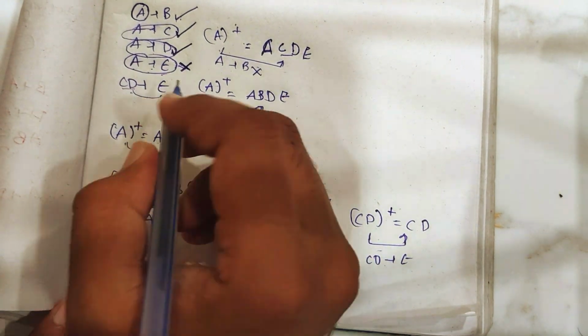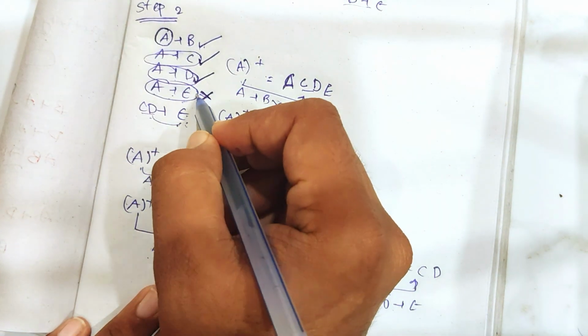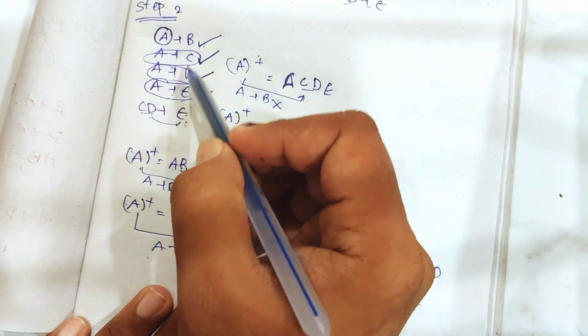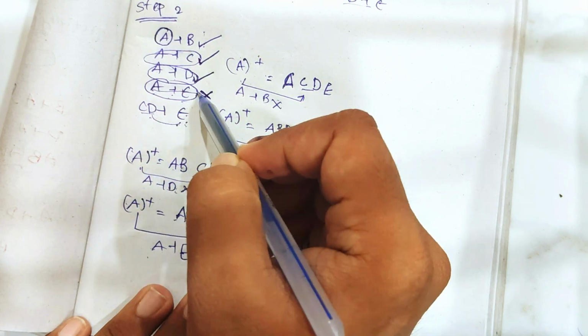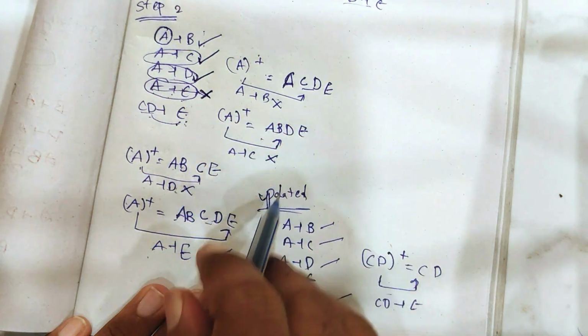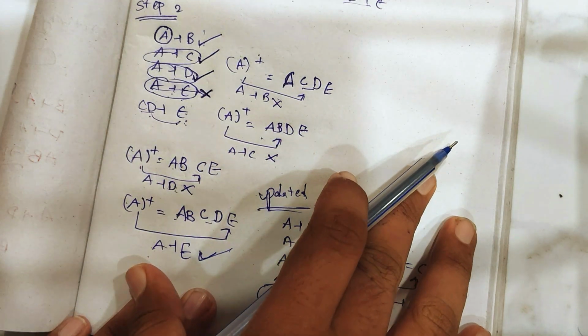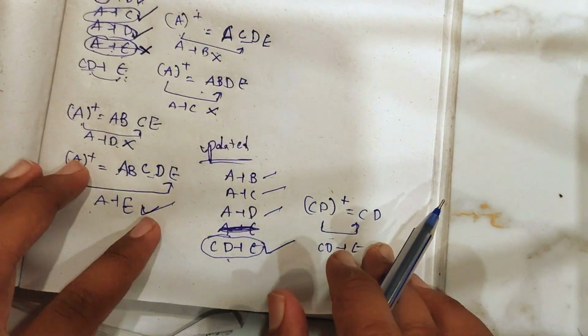I wrote CD to E last and A to E in the fourth position. The order can be written in any way. A to E could be written first, in the beginning. So like this, any number of students can get any number of canonical covers. So this is the concept of canonical cover.